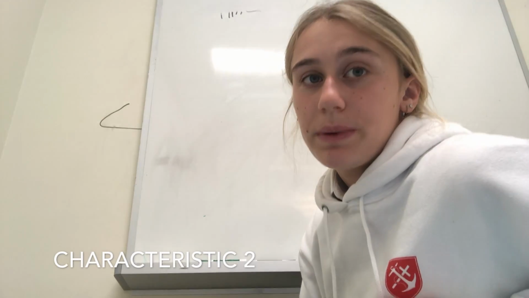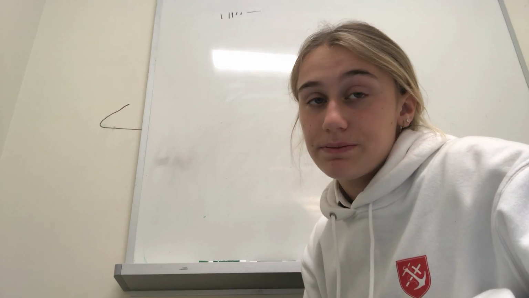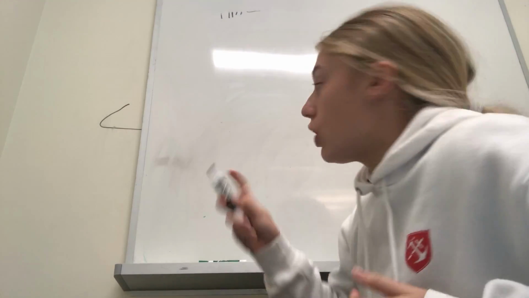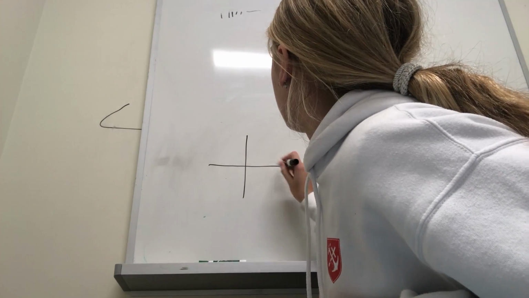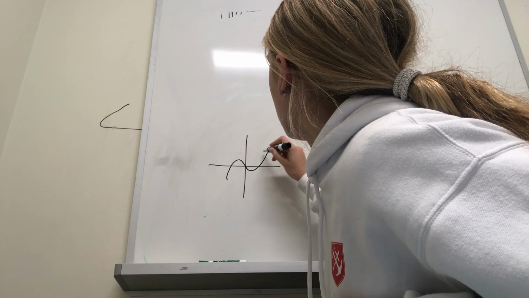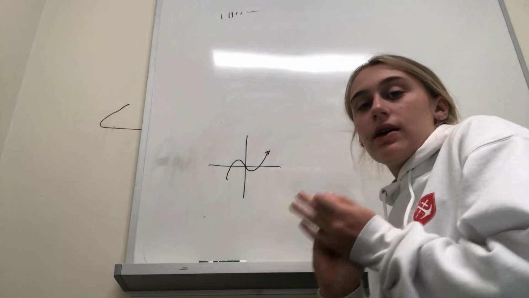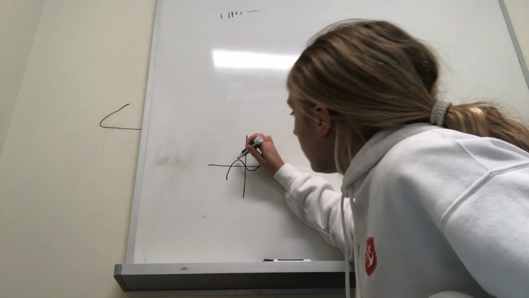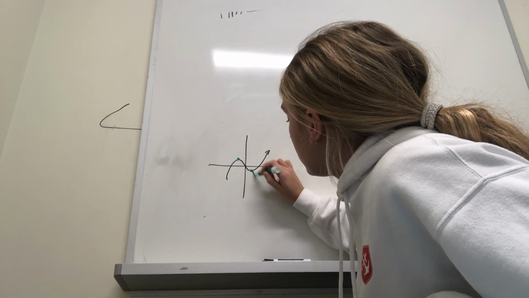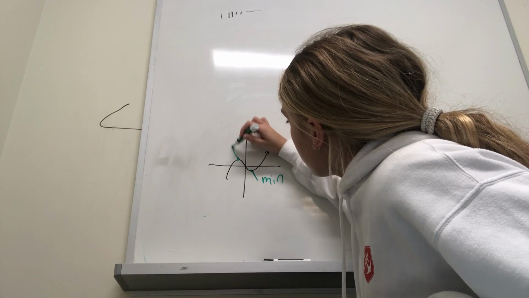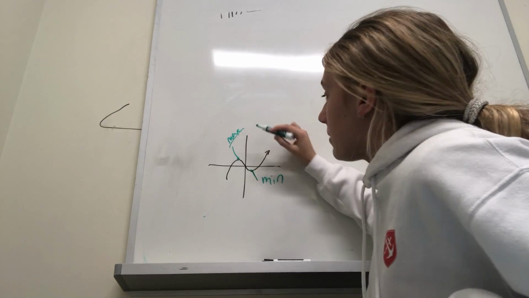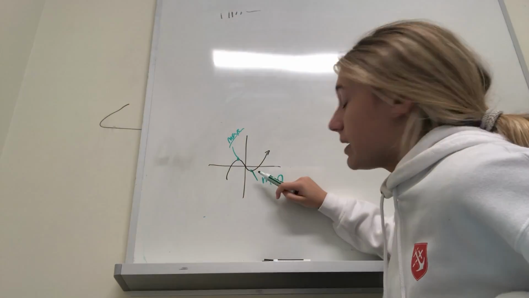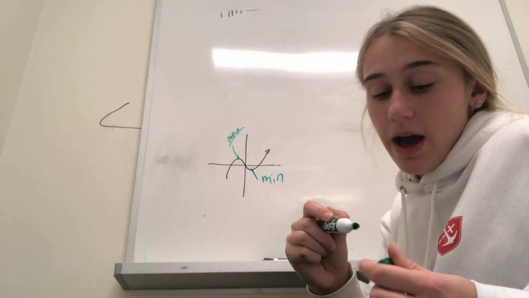Characteristic 2: P of x has exactly 6 turning points. Firstly, a turning point is a local minimum or maximum on the graph. For example, this function has exactly 2 turning points, here and here. This is a minimum and this is a maximum. Maximum meaning it's at the vertex of a concave down, and this minimum means it's at the vertex of a concave up.